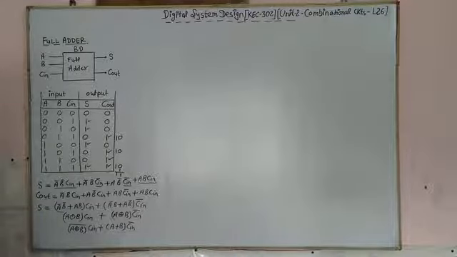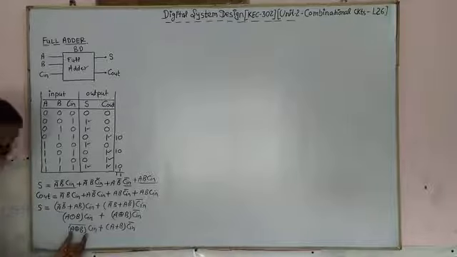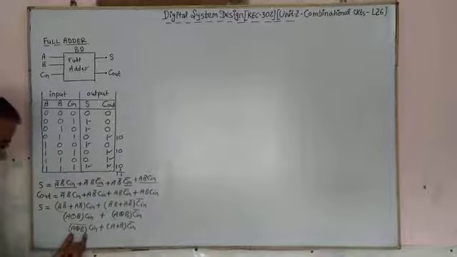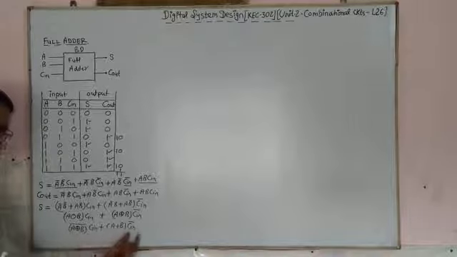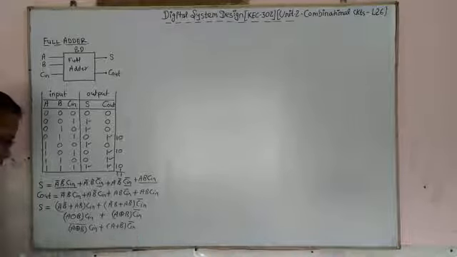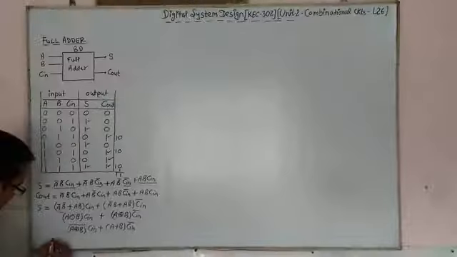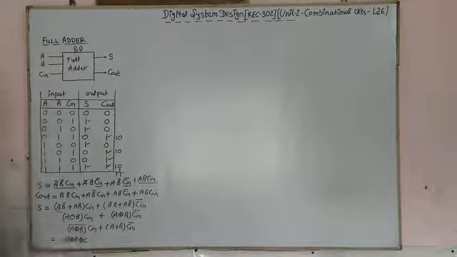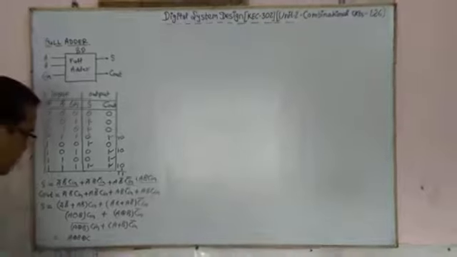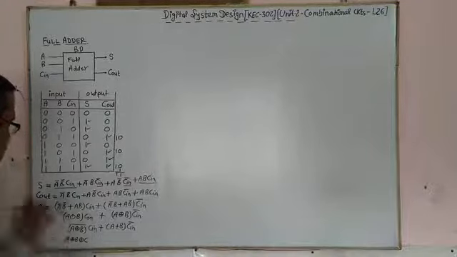Now you have this. You can compare. If you assume A XOR B is Y, then Y bar C in plus Y C in bar, again you are getting XOR. So you can write this expression as A XOR B XOR C. This is the final minimized logical expression for this sum.